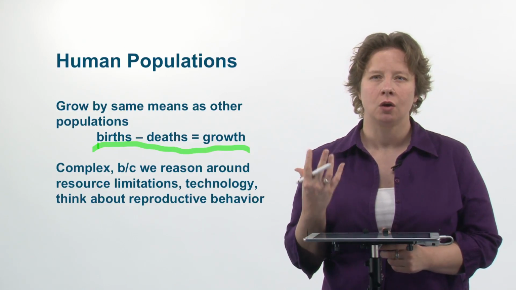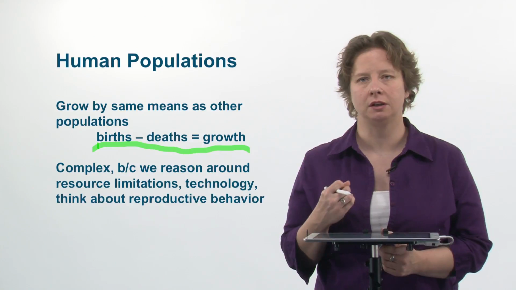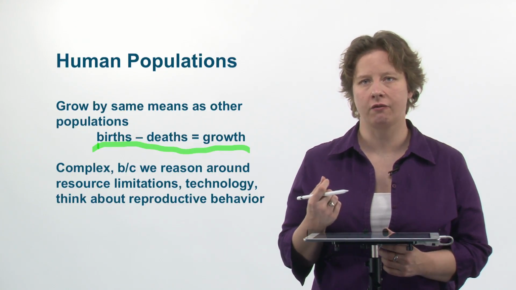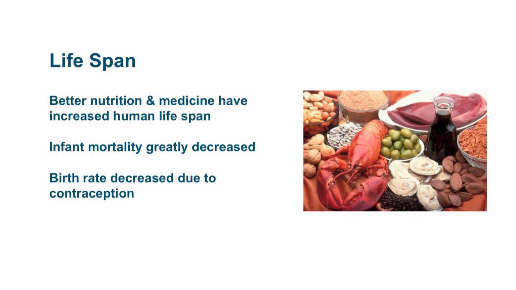So the rules that we've come up with to help us understand population growth with other animals tend to be a little too simplistic for explaining human population growth. For instance, the human lifespan has increased in part because of better nutrition and medicine. Infant mortality has decreased, and the birth rate has decreased due to contraception.